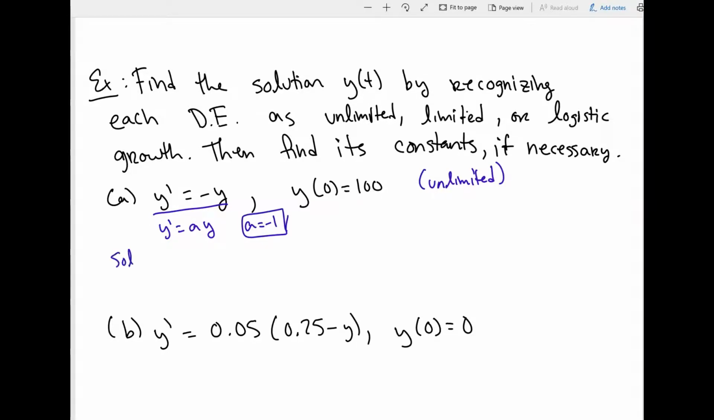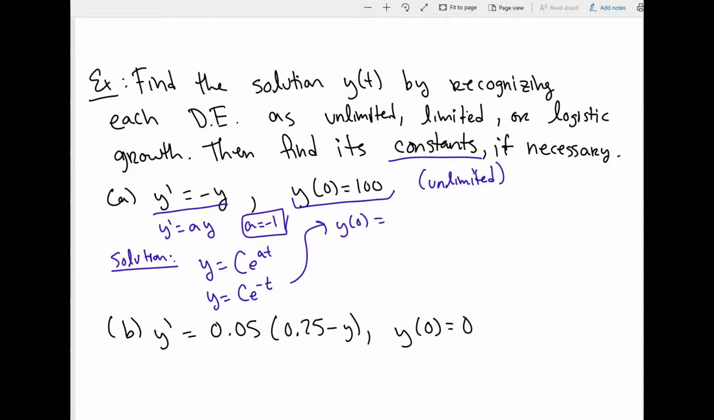The solution y of t is just going to be y equals c e to the at, because that's what we solved. All we have to figure out is what a is. A is negative 1, so y equals c e to the negative t. Now we need to figure out the constant, so we use the initial condition. We have y of 0 equals c e to the negative 0. Y of 0 gives me 100 equals c.